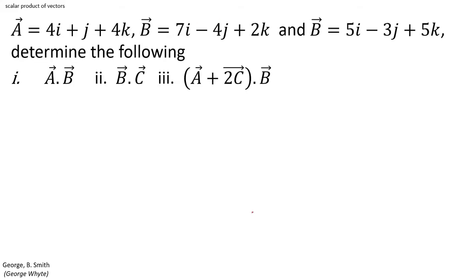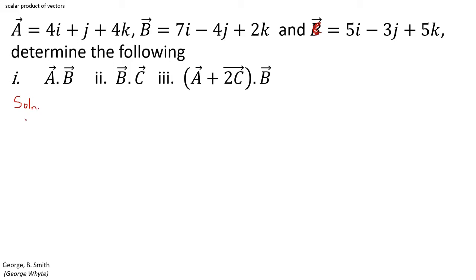So now let's see some examples. The first example we have says A is 4i plus j plus 4k, and B is 7i minus 4j plus 2k, and this is C. Okay, this is meant to be C. If C is this, what they're asking us to do is to find A dot B, B dot C, and A plus 2C dot B. These are the things we want to find. So let's just see the solution. This one we are going to write with my ugly writing on my pad.